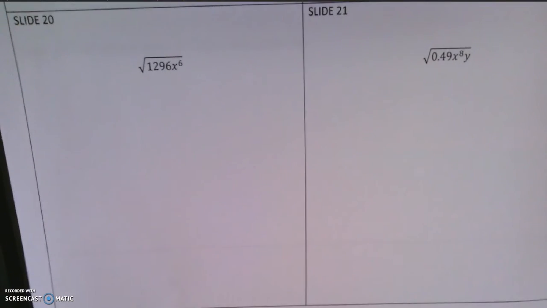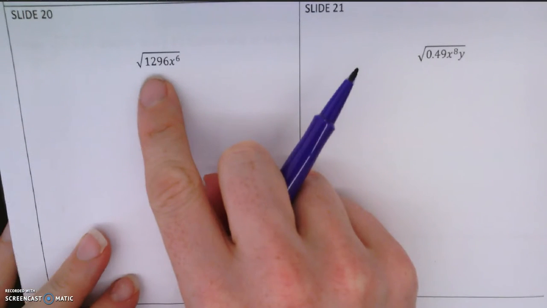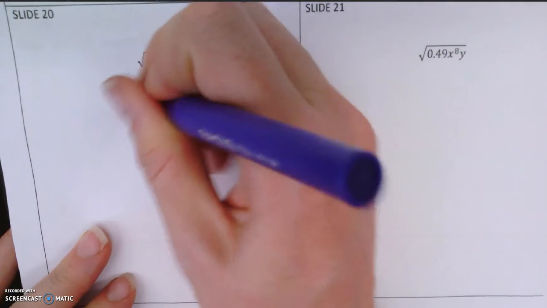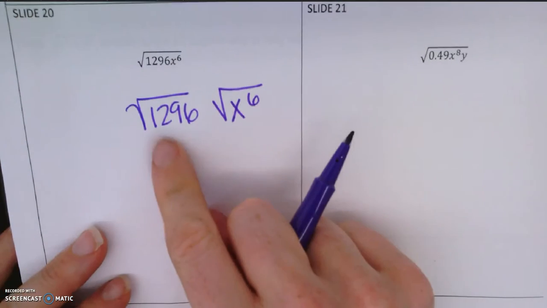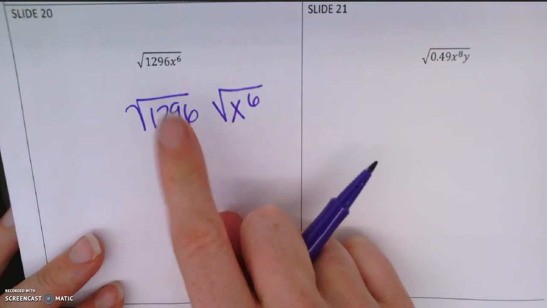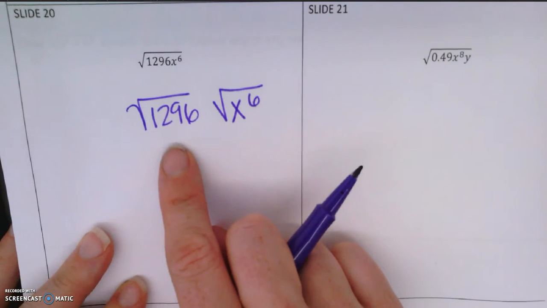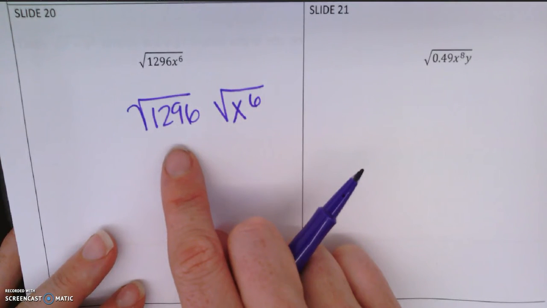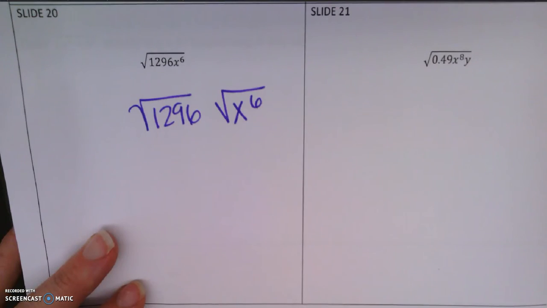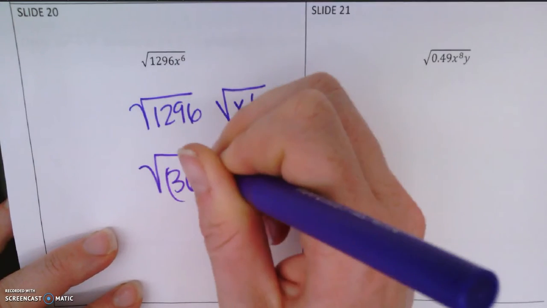Let's take a look at slide 20. Taking a look at slide 20, we want to take the square root of 1,296, and we want to take the square root of x to the 6. So again, you cannot use your calculator to figure out the square root of 1,296, but you can use it to be like, 20 times 20. That's too small. 25 times 25. That's too small still. You can also make a factor tree here if you need to. But I'll let you know that this ends up being 36 being squared.